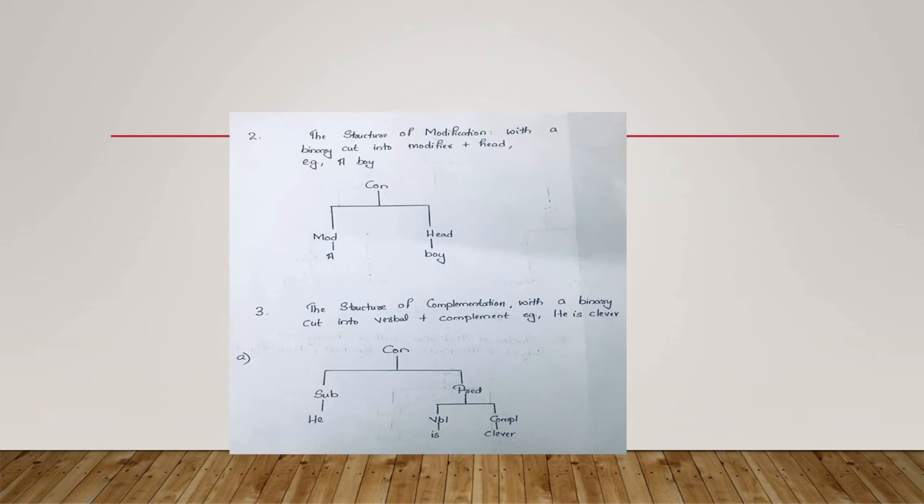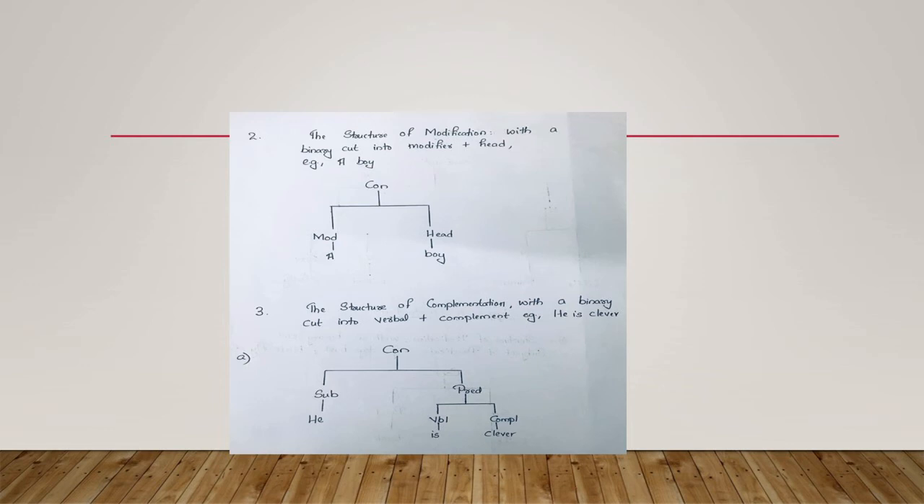Now, the third one is the structure of complementation, which again has a binary cut with a verbal and a complement. For example, let us take the construction "he is clever". So, first binary cut, you have "he" as the subject and "is clever" as the predicate. Now, "is clever" in the second step will be a construction, and it can be divided using the binary cut into a verbal, which is "is", and a complement, that is "clever".